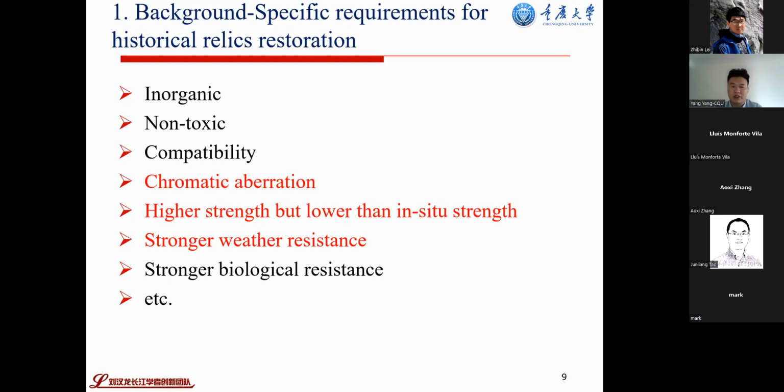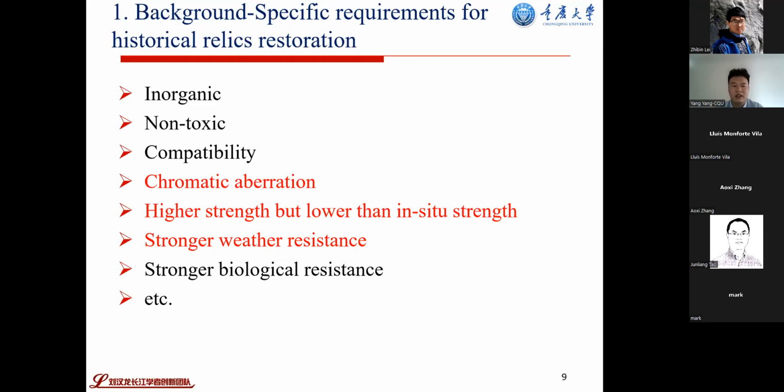In other words, it's just the color difference. We want them to fit each other more comfortably, without a big difference. The fifth one is high strength but lower than the in situ strength, which means we need the strength to be as high as possible but close to the original sample instead of higher than that. Because this is for historical relics, if we get further damage, it will damage the new material instead of the old one. That's their specific requirement.